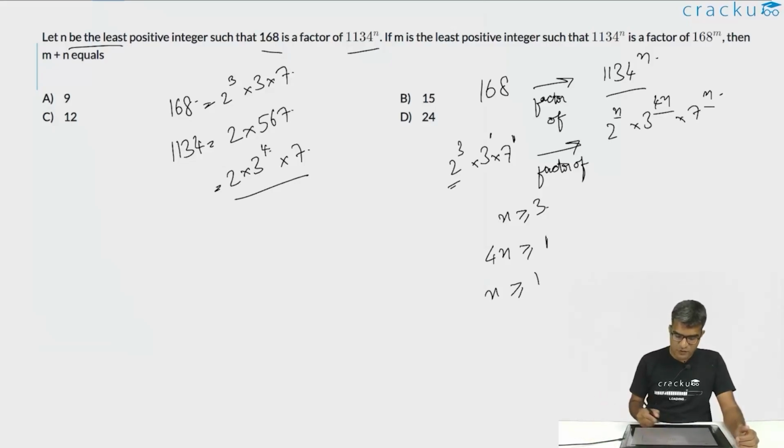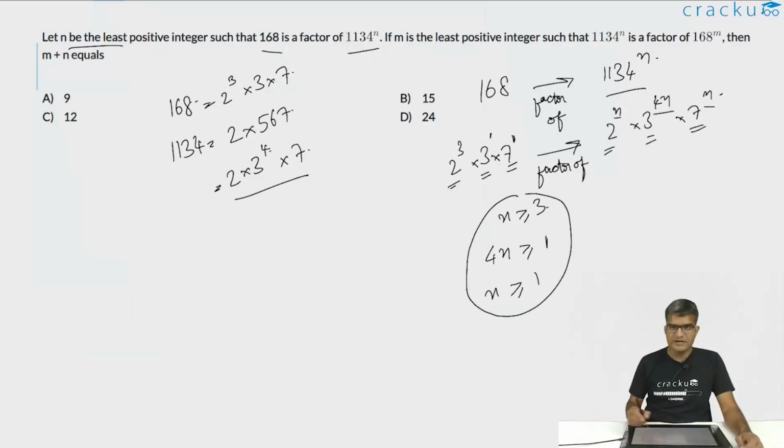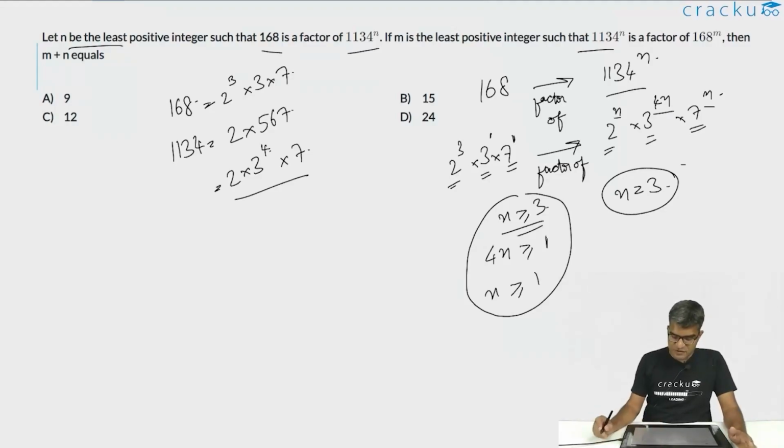That is, the power of 2 in the factor has to be less than or equal to the power of the factor in the multiple. That is, 2 cube has to be less than or equal to 2 to the power n. 3 to the power 1 has to be less than or equal to 3 to the power 4n. 7 to the power 1 has to be less than or equal to 7 to the power n. All three of them have to be satisfied, and they will be satisfied essentially if n is greater than or equal to 3. And because n is the smallest integer for which this is satisfied, the value of n is equal to 3.